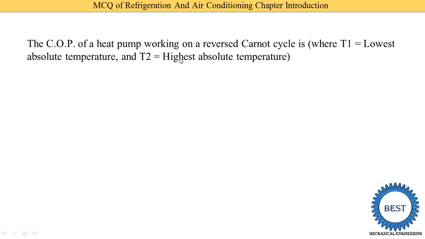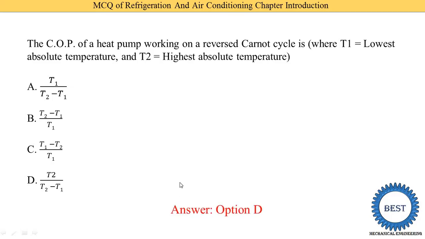The COP of a heat pump working on the reverse Carnot cycle is, where T1 is the lowest absolute temperature and T2 is the highest absolute temperature. The options are the same as the last question, no change in that. If you do not read the question properly, then you will make a 100% mistake on these questions. We know a heat pump is generally used for heating purposes, so our output is in the upper part, because the definition of COP is output upon input. Output is at the highest temperature, so it is the highest temperature divided by highest temperature minus lowest temperature. So answer D is correct for the COP of a heat pump.